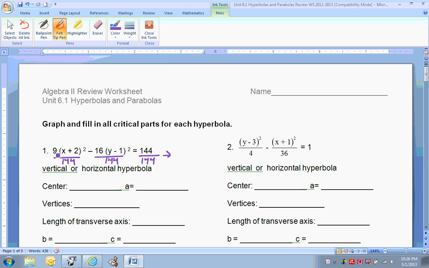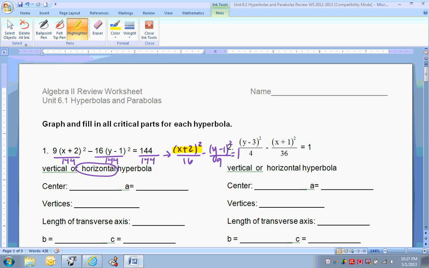And when I do that, 9 over 144 reduces down to 1 over 16. So this equation is going to become (x plus 2) squared over 16. And then 16 divided by 144 becomes 1 over 9. So it's going to be (y minus 1) squared over 9, and it's going to equal 1. So there's my new equation in the appropriate form that we like it to be in. And I'm going to tell you that this is horizontal because the x squared term comes first at the top.